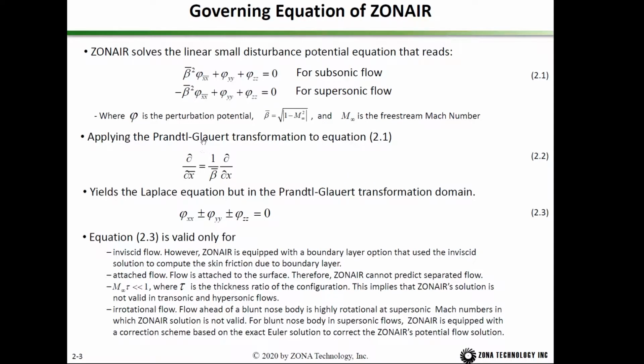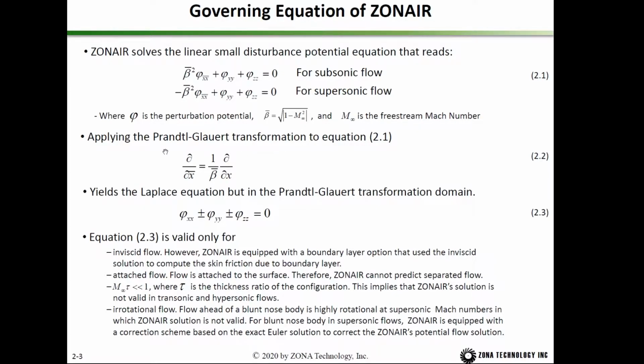ZONAIR solves the linear small disturbance potential equation. For subsonic flow, it solves this equation, and for supersonic flow, it solves this equation. For subsonic flow, this is a parabolic equation, and in supersonic flow, it is a hyperbolic equation, where phi is the perturbation velocity potential, and beta bar is the square root of 1 minus M squared. M is the free stream Mach number.